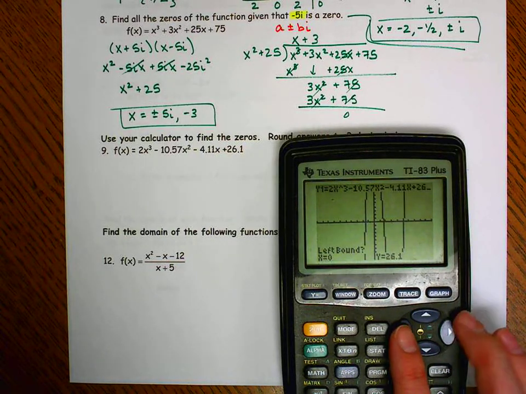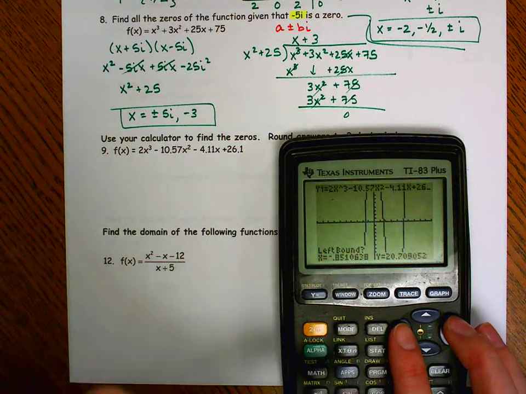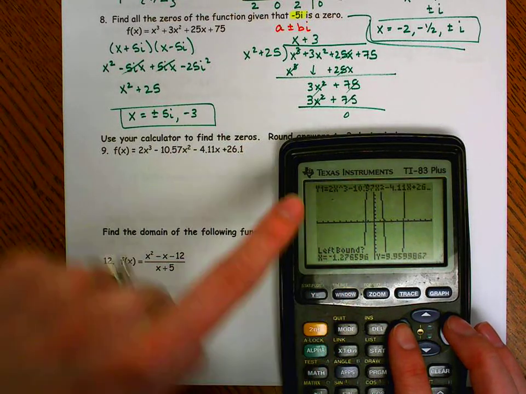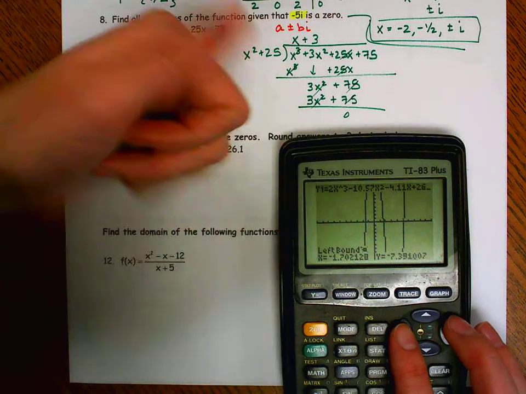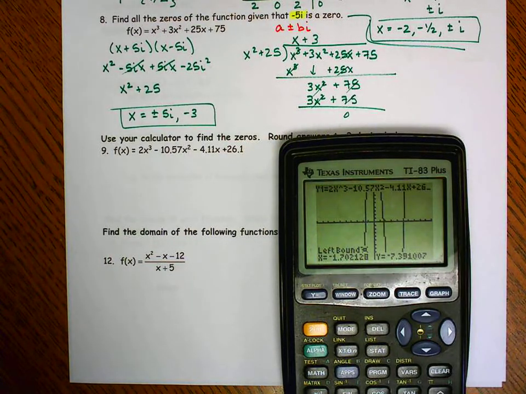It's going to want us to find a left bound. So I'm going to do this one over here first. Notice my x-axis should cross. There it is. So my left bound has to be just to this side of it. I'm going to push enter. My right bound, I'm going to scroll up a little bit.